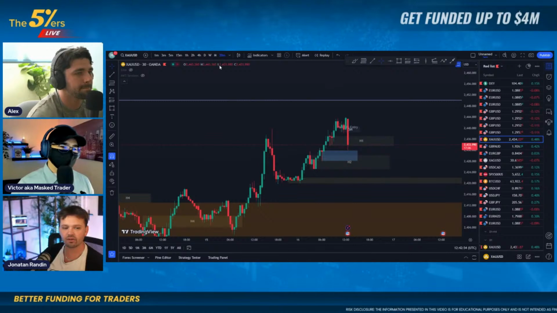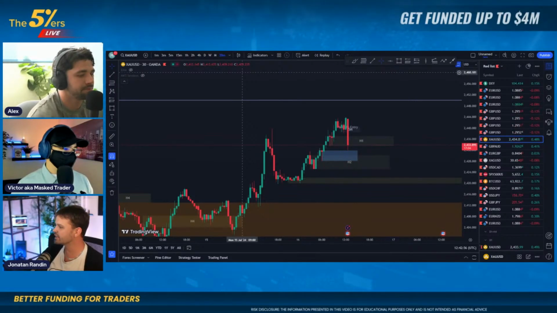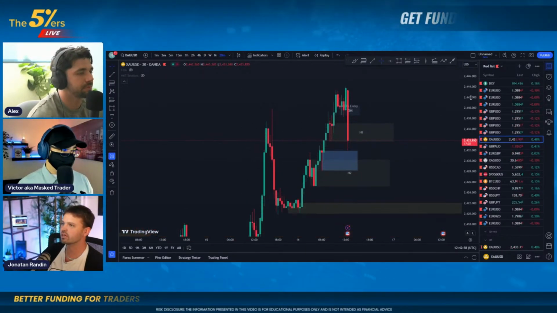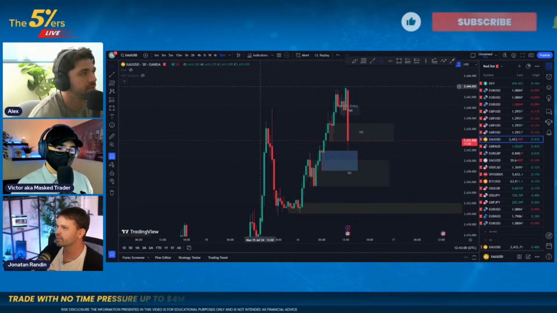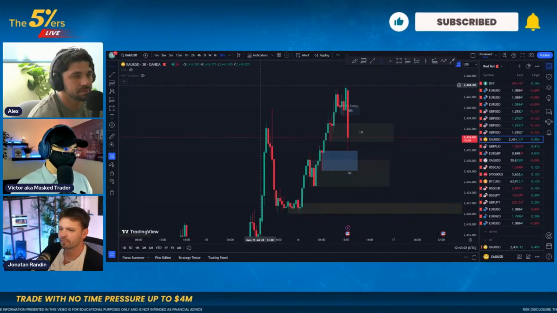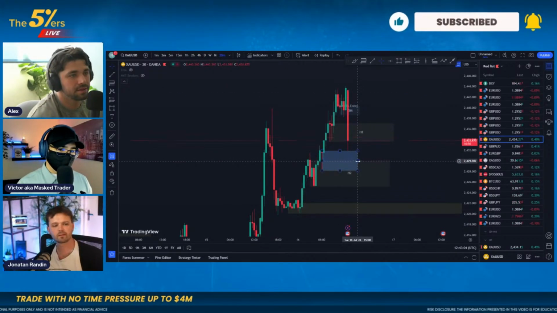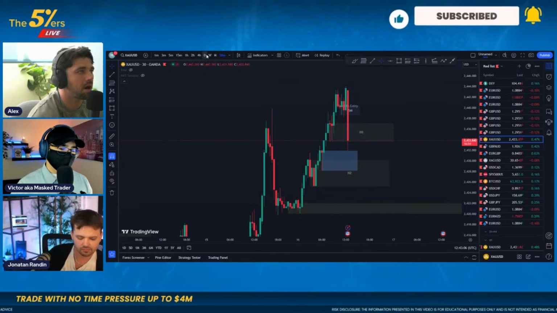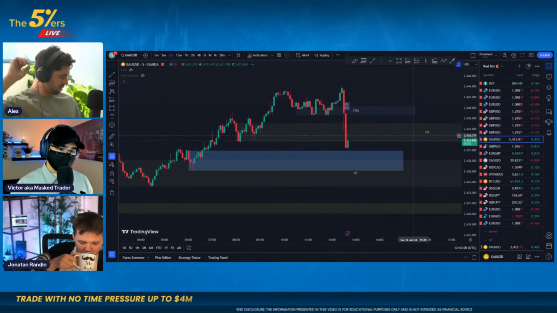What I wanted to show was it hit that TP and straight reversed. Yeah, that's crazy. Nice. What I wanted to show was where you got in was basically the low of that candle.